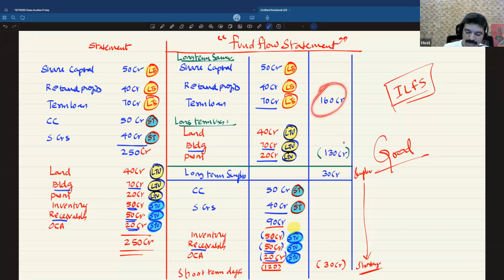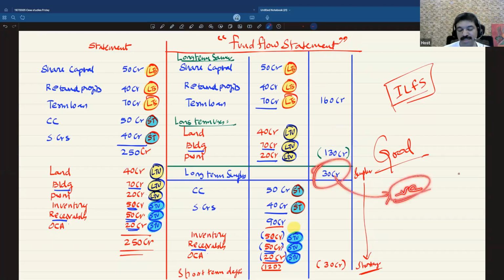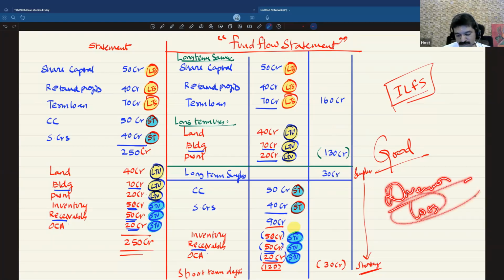Here, the long-term source is greater than use, so you have a surplus. So everything was good. But if the long-term source is less than the long-term use, and you have a negative figure, then it means some diversion has taken place, or it could mean the business is running into losses. So only two reasons. And in those cases, you have to take a decision on a case-to-case basis only.